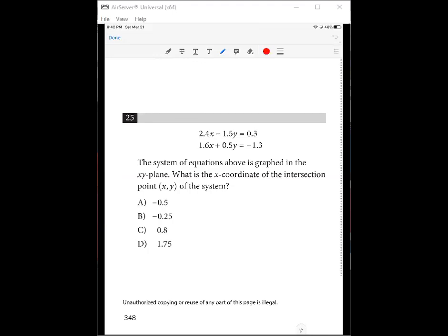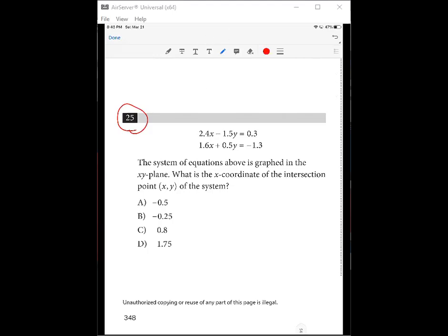It says here, question number 25. We have a system of equations that's graphed in the XY plane. They want to know what is the x coordinate of the intersection point of the system. So basically, if you can find the intersection, all they're looking for is the x coordinate. It's a pretty straightforward question. So here, I'm going to jump to my program and show you how it works.